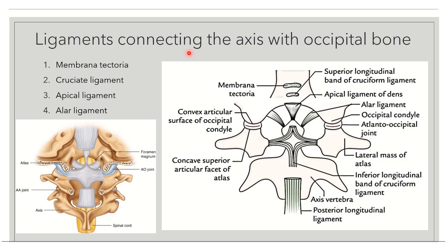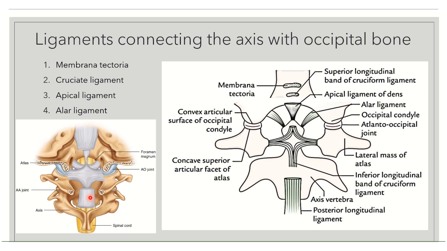Now there are some ligaments which connect the axis with the occipital bone, and these are very important ligaments. They include membrana tectoria, cruciate ligament, apical ligament and alar ligament. First of all, let's talk about the membrana tectoria. This is the membrana tectoria. It is cut from here. This is also membrana tectoria.